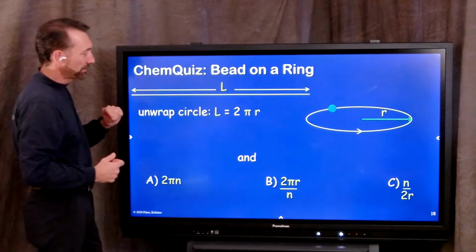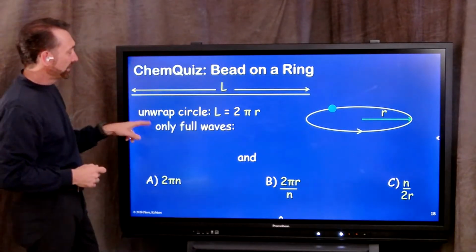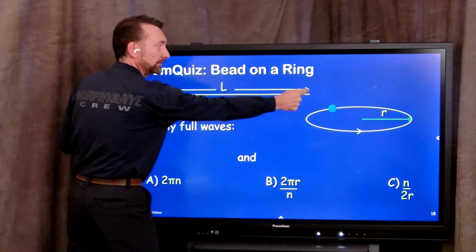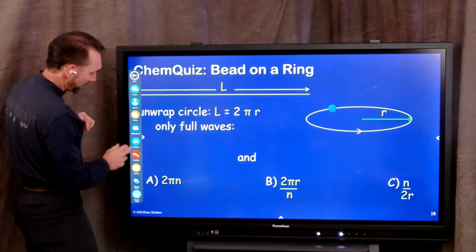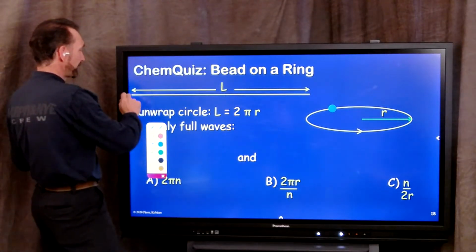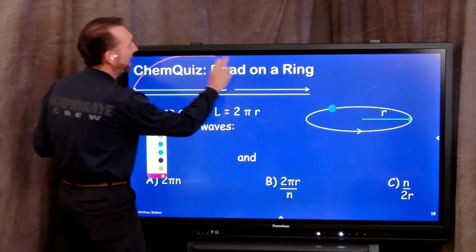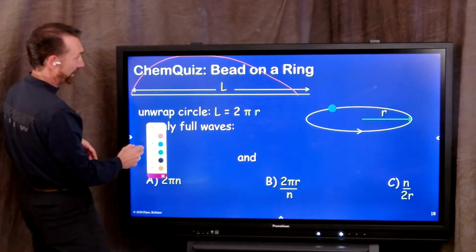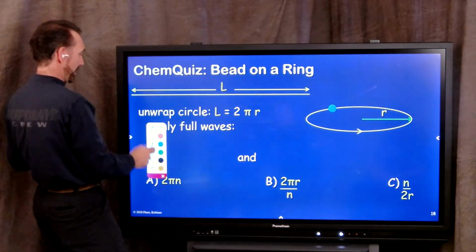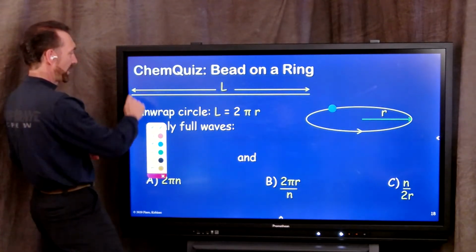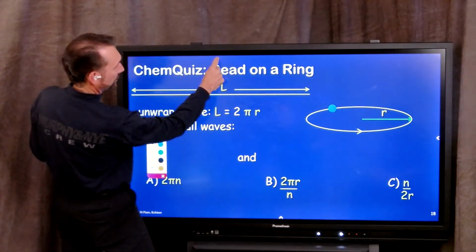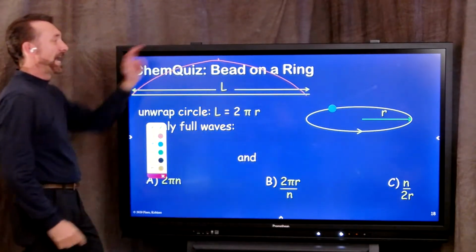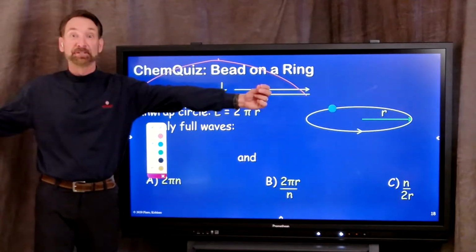But there's one other thing to consider here, and that is only full waves. If this were a straight line, a half wave would work. So I can draw that on there. If I could get it all the way on there. I'll try again. Here's my pen. It helps if I put a dot in the middle. So a half wave would work on an unwrapped string.